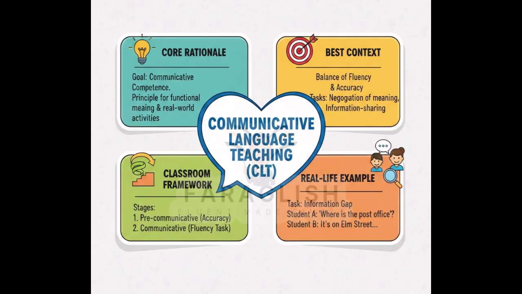Student B: It's on Elm Street and next to the bank. What is the name of the street just east of Elm? Student A: That street is Oak Avenue. Can you mark that on your map?